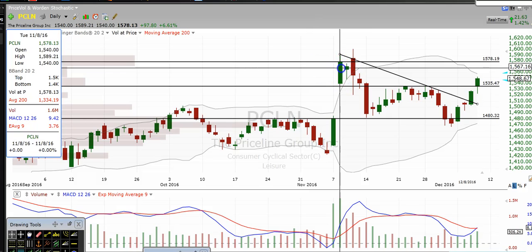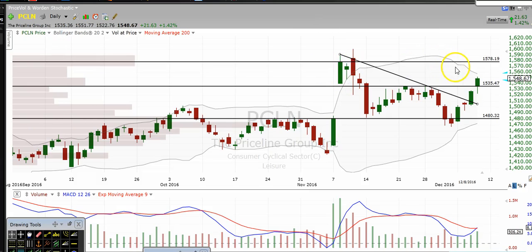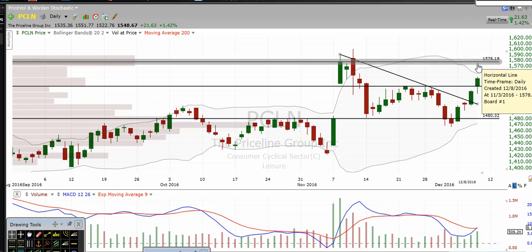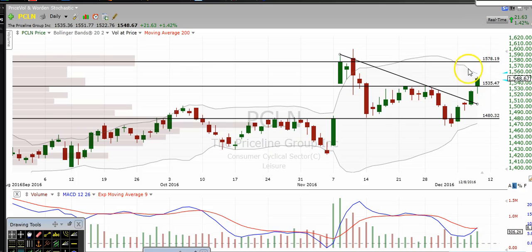The close of this candle right here, 1578, perfect, and that's going to be the resistance level that you want to be focusing on, and we have support now at 1535. More than likely, we're going to get a bounce here, and we're going to bounce up to that 1578 mark up here on Priceline.